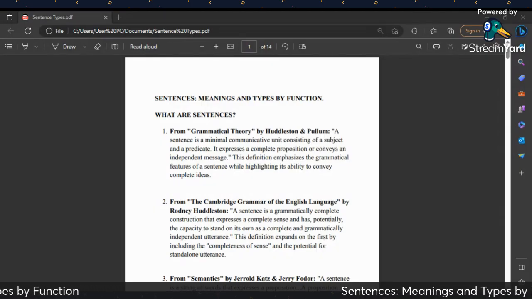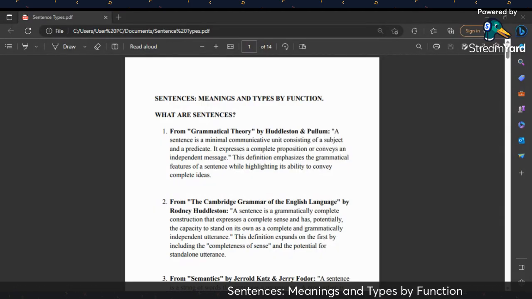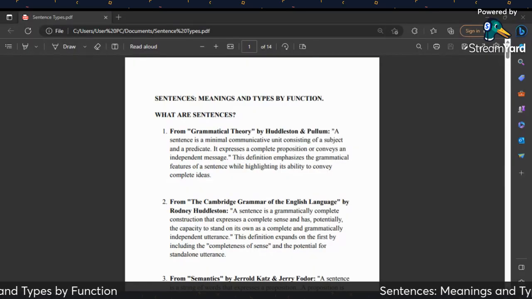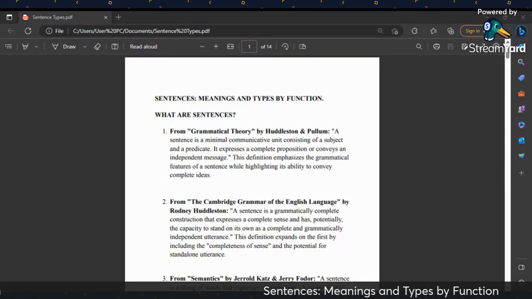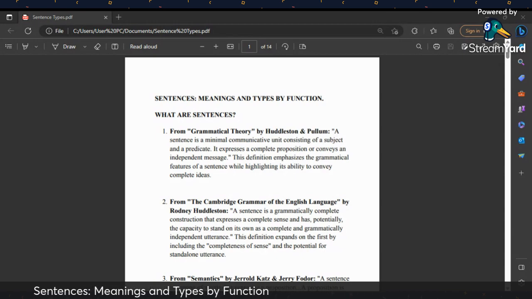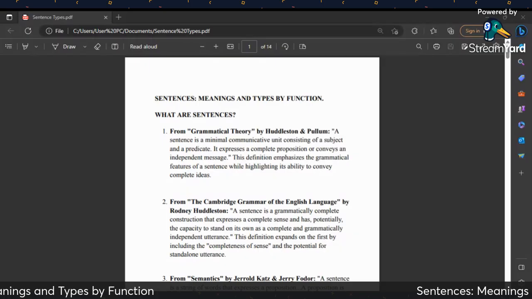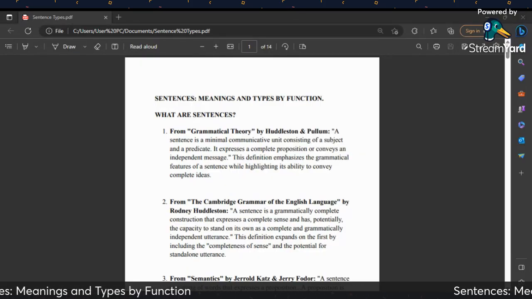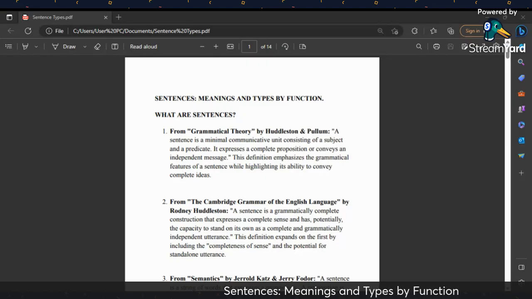So from this definition, we can deduce that completeness of sense is important and it is inalienable for a sentence. For you to say, okay, what I have said is a sentence, it must be complete and sensible. Whoever listens to you, whoever reads that sentence should be able to draw out meaning, to make sense out of whatever you've said or written.